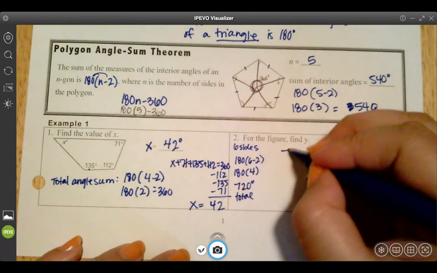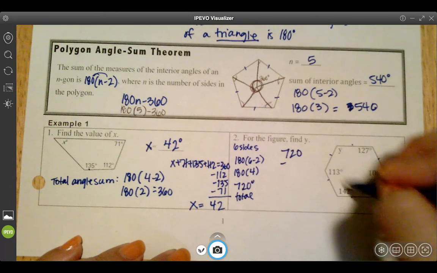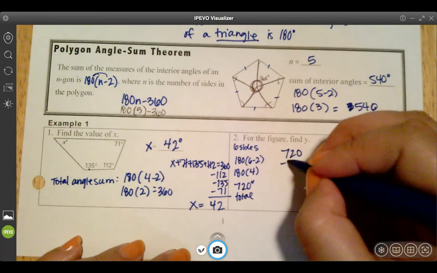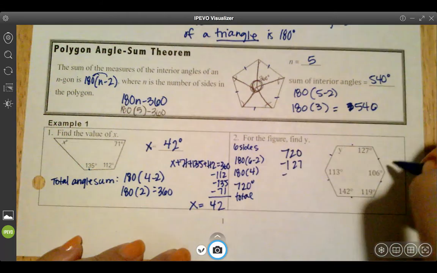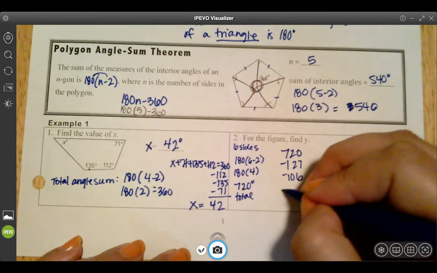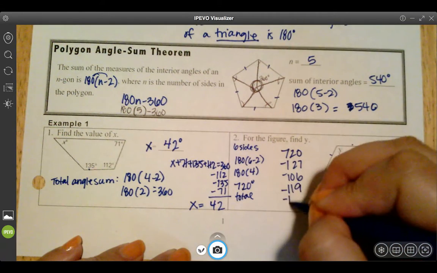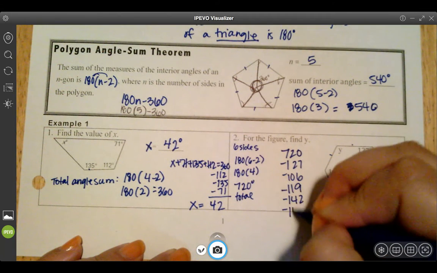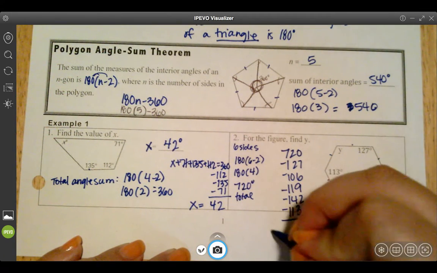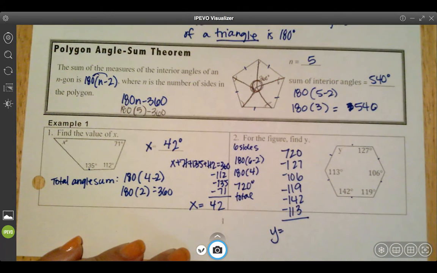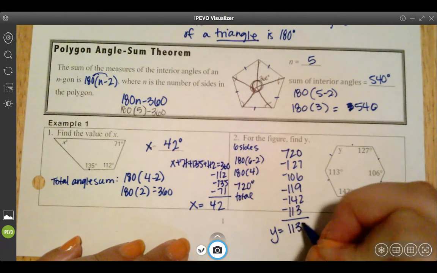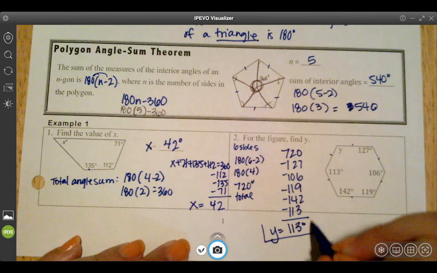And so then we're going to take 720 minus the ones we know in order to get y. So we say minus 127, minus 106, minus 119, minus 142, minus 113. And we get that y equals 113 degrees.